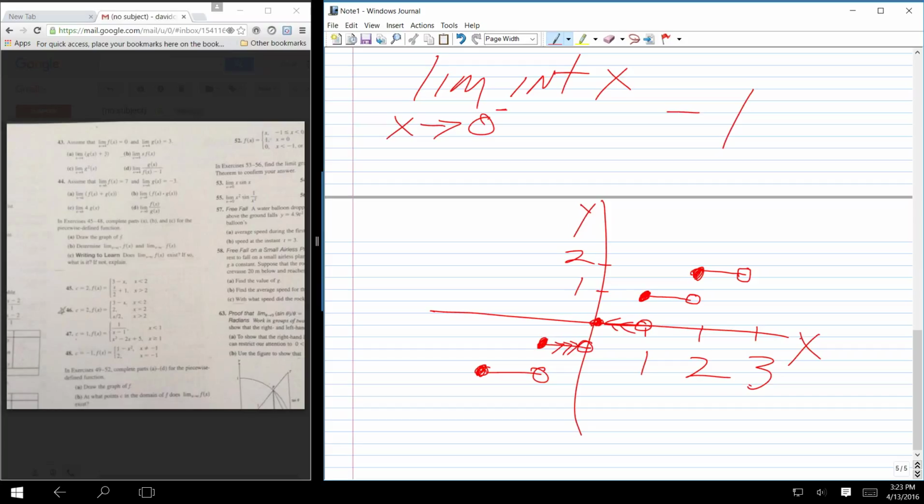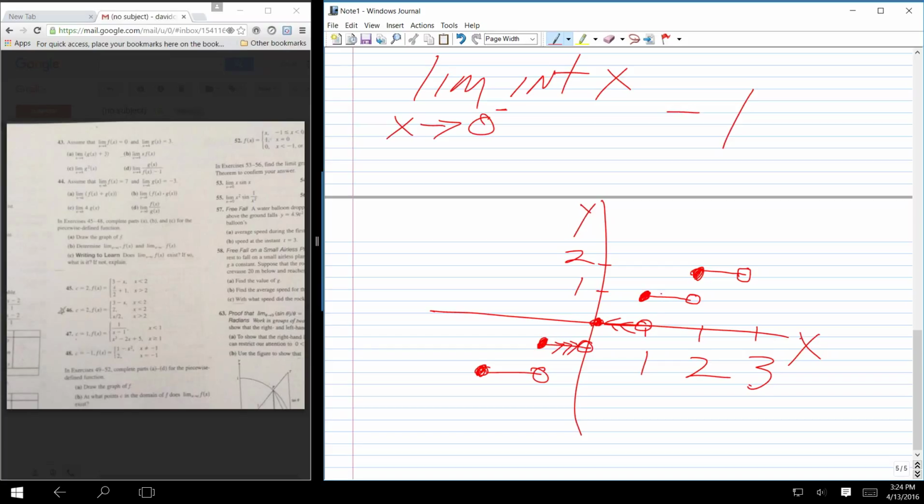Okay, what other numbers? As x is approaching 0.01, what is the function equal to when you are approaching 0.01? Would that just be 0? Correct. And then x is approaching 2 from the left side. What is that?